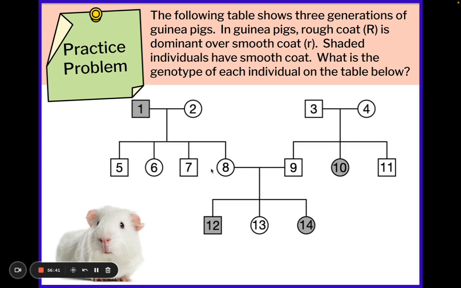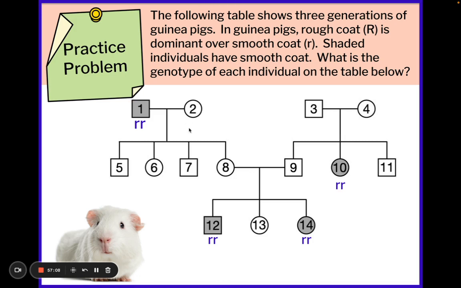Notice shaded in individuals, okay, means that they do in fact have this smooth coat or this recessive trait, okay? So we can go through and label all of those because we know those genotypes for sure, right? Based on their phenotype, we know they're all small r, homozygous recessive, because we know that this is a recessive trait.